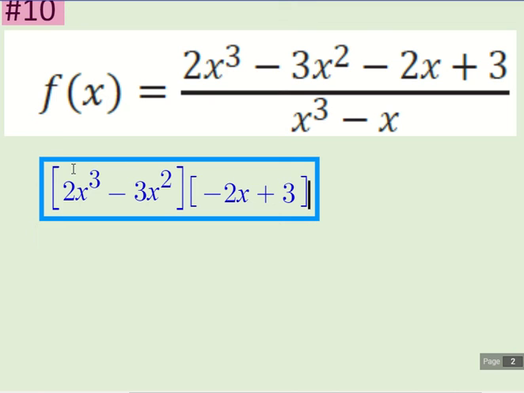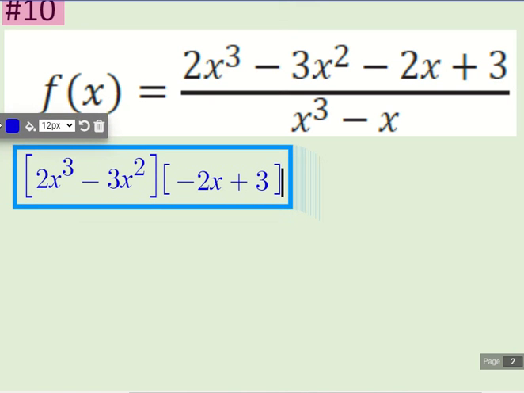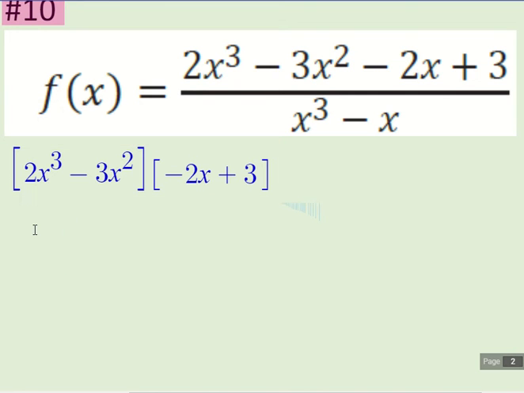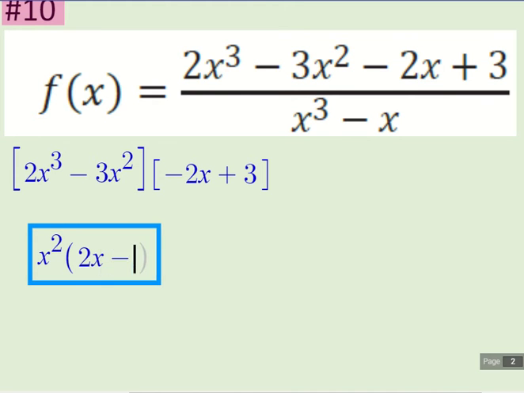Now, I'm just dealing with the numerator here. So I'm just going to break this down as much as possible. So here, I know that both of these have an x squared. So that's something that they have in common. So I'm going to take out the greatest common factor of x squared. When I'm finished, I've got 2x minus 3.